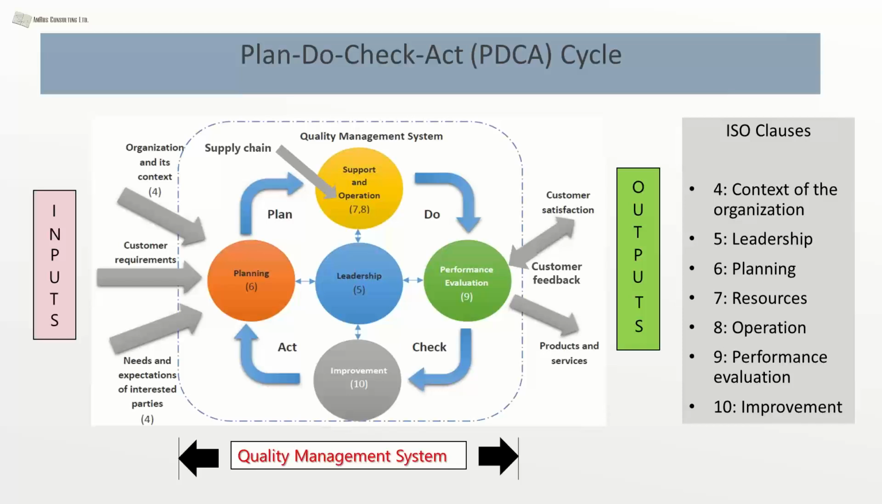So all of that information goes into the planning cycle, which is clause 6. And out of the planning cycle, you start your operation, either the design and development of your product or service. Okay, now once you have completed that and you have developed your product, then you look at clause 9, which is performance evaluation. This is what I'm going to focus on today, clause 9, because this is where you evaluate the product or service that you have developed.